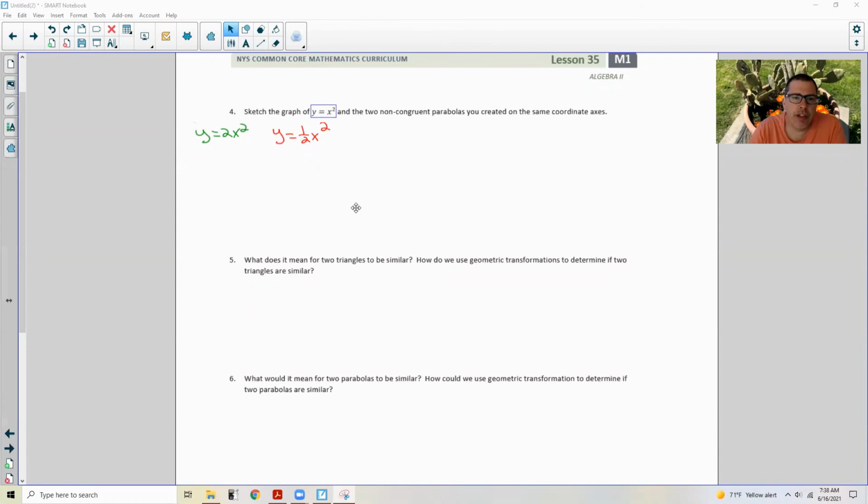Okay, page 2 brings us to number 4. It says to sketch the graph of the parent function y equals x squared and the two non-congruent parabolas you created on the same coordinate axes. I brought those equations over, y equals 2x squared and y equals 1/2 x squared, where a is different now because we changed the value of p. Think of the parent function as y equals x squared plus 0, and these are plus 0 and plus 0, and the constant is our y-intercept, and that just happens to be our vertex. So these parabolas all come down to a minimum value at the same location, which is the origin.